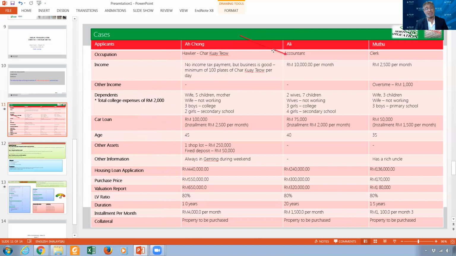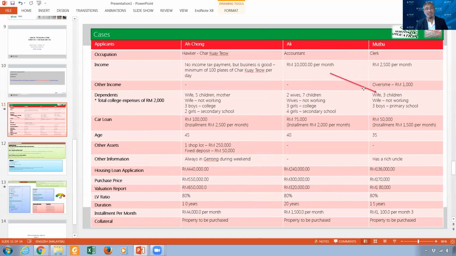Now, Ali is okay. He has 10,000, which is not a big amount for this big family, 2 wives and around 7 girls. The wives are not working. He has an installment of 2,000 for the car. His age is okay. All of them are okay in terms of age. The loan is 230, less than this one. He has to pay around 1,500. This guy has only 2,005.